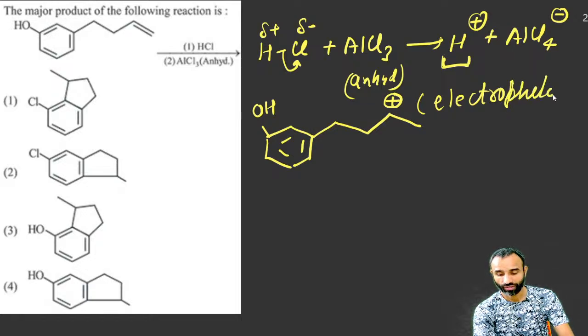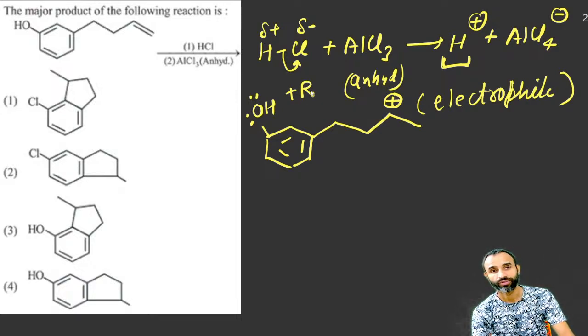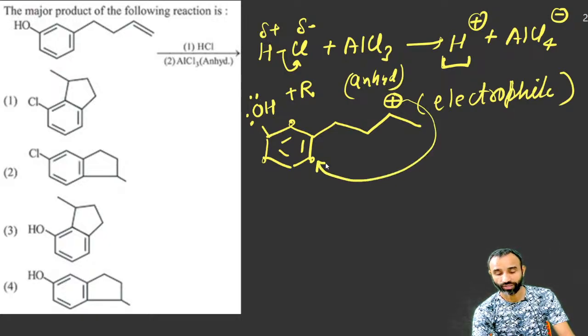Now what is the nature of OH? It has plus R effect and is ortho-para directing. So the electrophile will either attack at ortho positions with respect to OH or at the para position. So obviously it will attack at the para position here and leads to the cyclization.